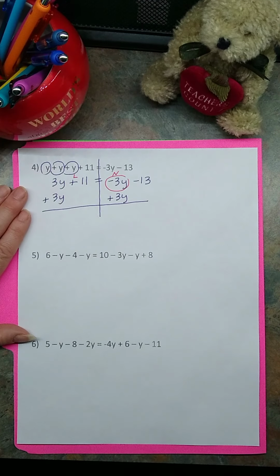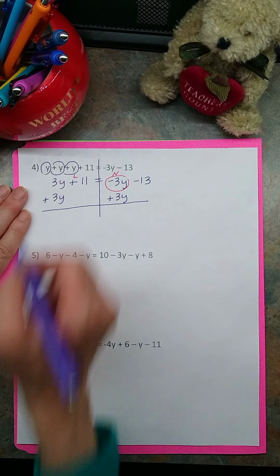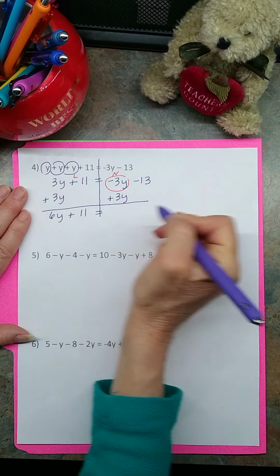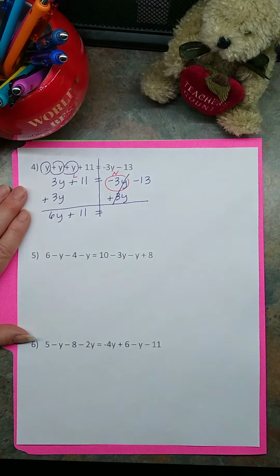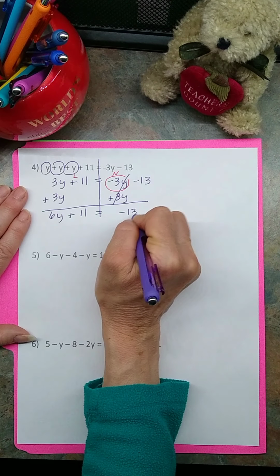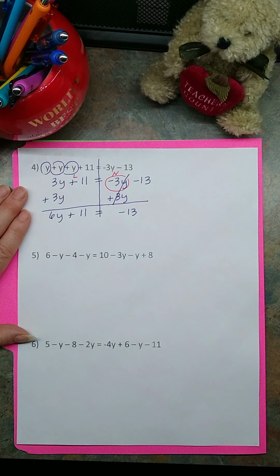Add those in your columns of like terms. 3y plus 3y gives you 6y. The plus 3y and the minus 3y, that cancels. Now careful, drop down a minus with the 13. Now it's a two-step. Choose your letters and numbers.